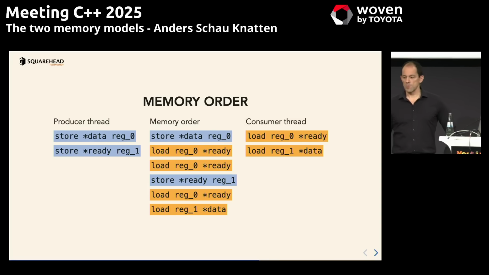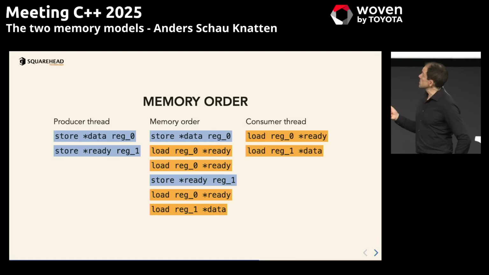Here's another possible memory order. We store the data. We load ready, it's false. We load ready, it's false. We store ready to true. We load ready, now it's true, so we load the data. This is also fine, right? That would be kind of what we expect. We write the data, and the consumer thread starts waiting for the data, and suddenly it becomes ready, and it can use it. So this could also be a possible memory order.